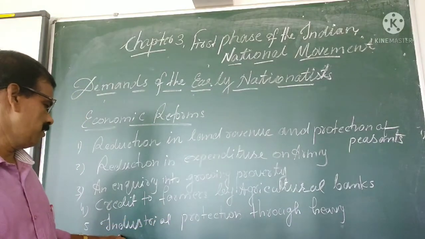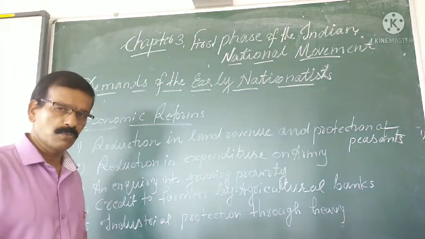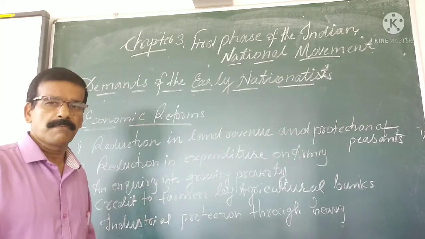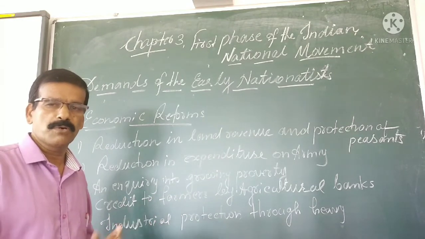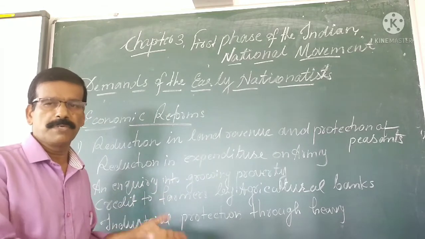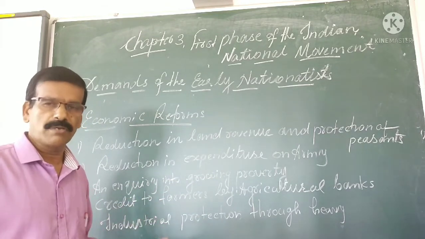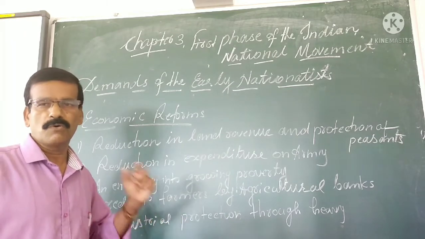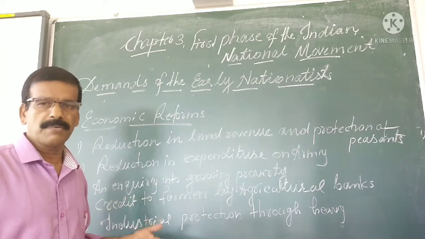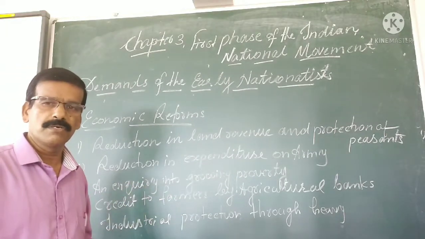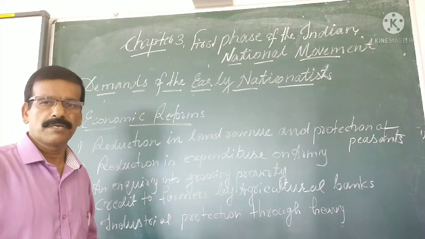And the next is industrial protection through heavy taxes. Means if the government imposes more tax on goods imported from abroad to India, they will become more costly in India, naturally their demand will decrease and the people will purchase more Indian goods and thereby Indian industries will flourish. So this is another demand of economic reforms of the early nationalists.